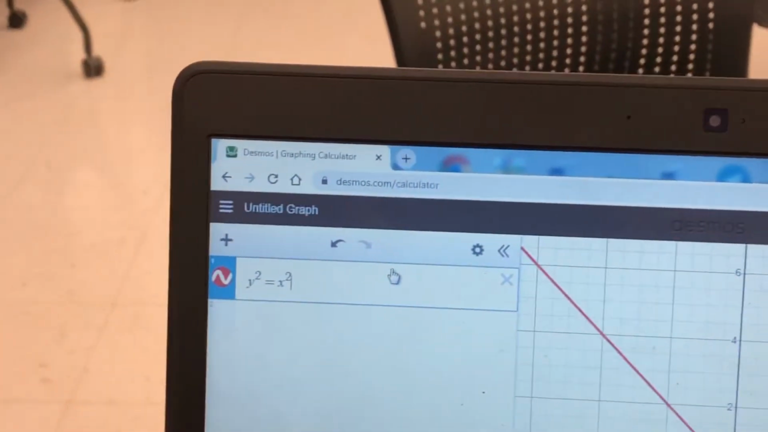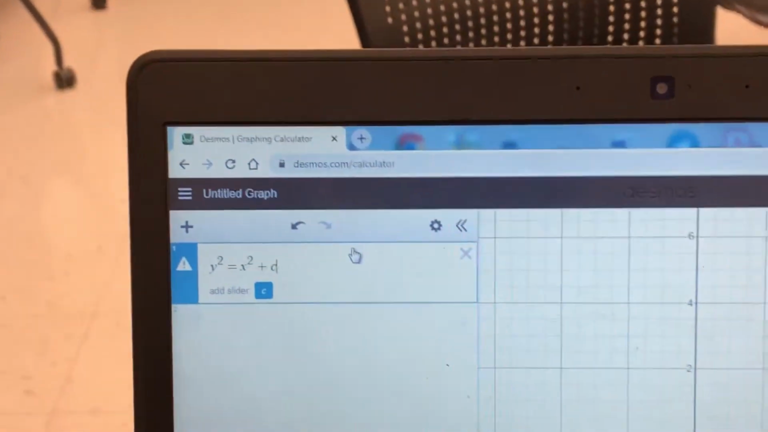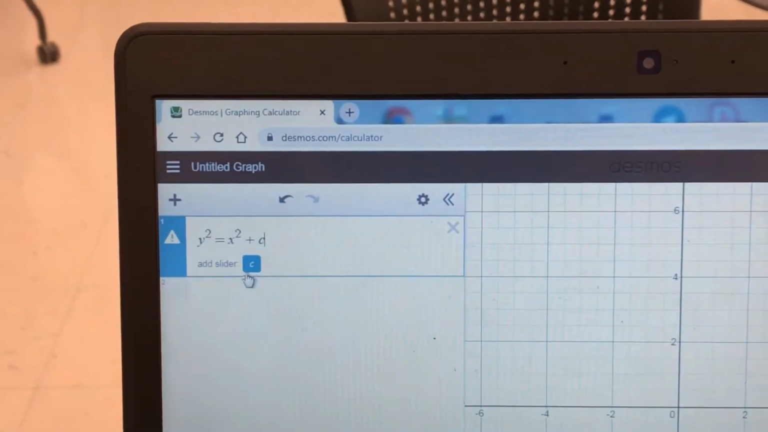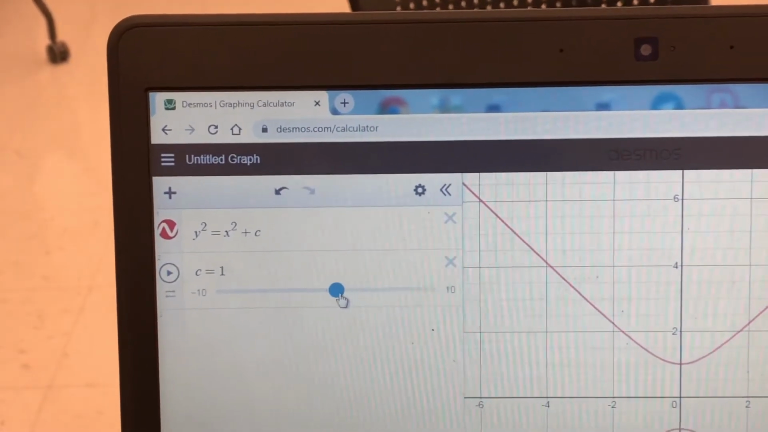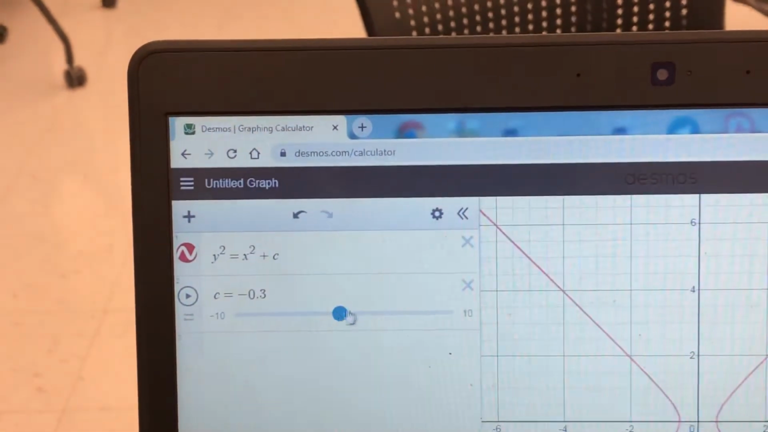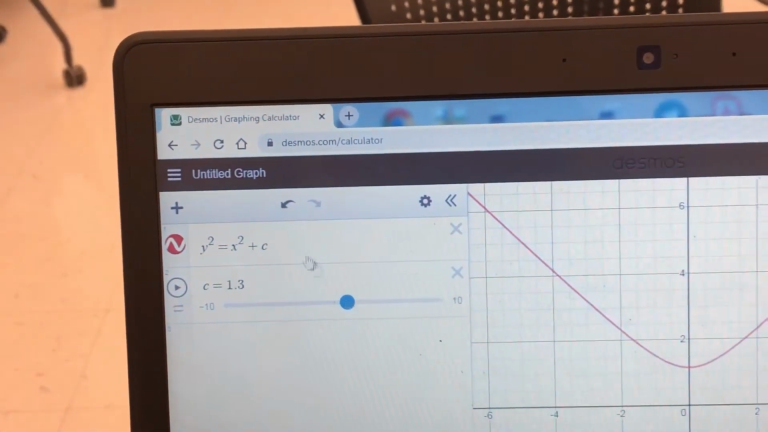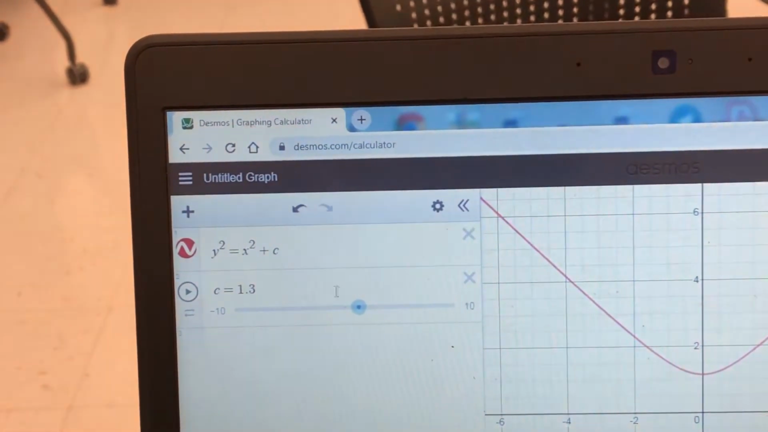Actually, I want to show you one more really nifty thing in Desmos. It's called sliders. Instead of 2, I'm going to put a letter like C. And it doesn't know what the C equals, and it's going to ask me to add a slider. A slider is literally something that can slide back and forth that changes the value of the variable. So right now it thinks that the C equals 1.3.